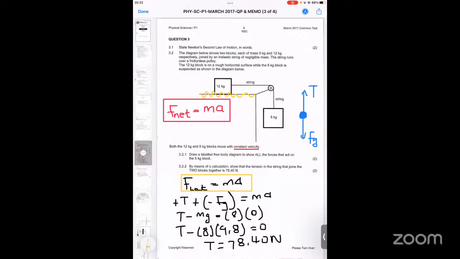Sir, why did we use the 8 kg? Which question are we on? The tension in the string by means of a shoulder. 3.2.2, sir. Okay, then it makes sense.